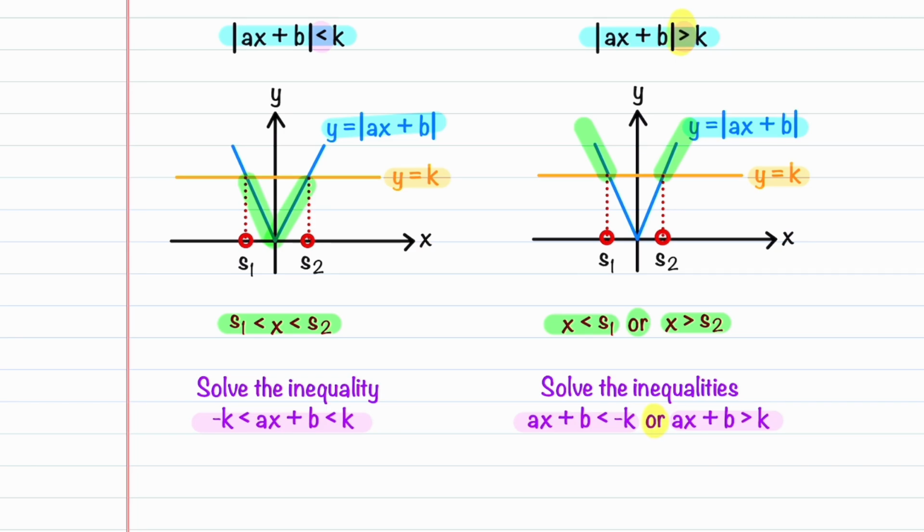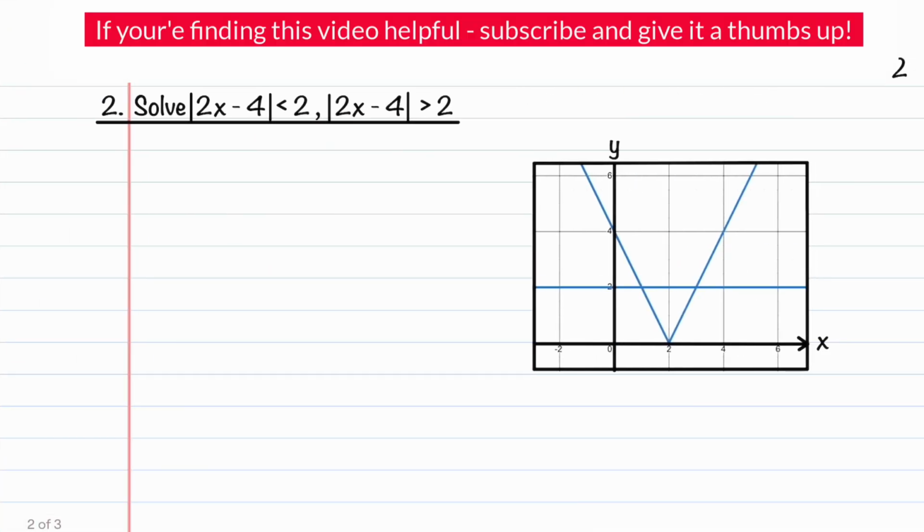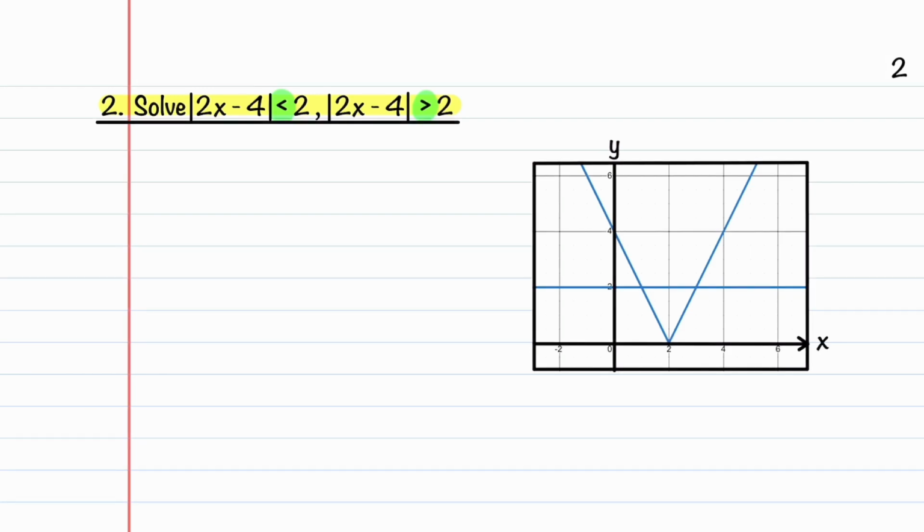Let's now do some example problems. In our first example, we're going to solve two inequalities. The first one, we're going to have a less than, and the second one, we're going to have a greater than. Let's begin with the first one. The first one is going to be absolute value 2x minus 4 is less than 2.